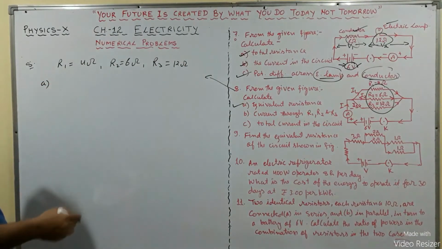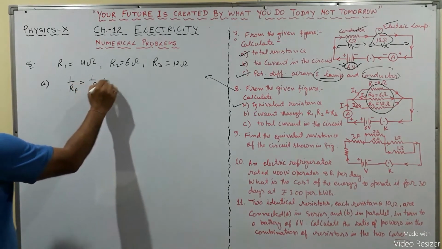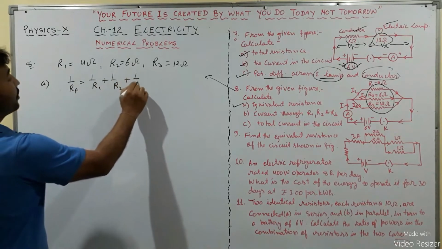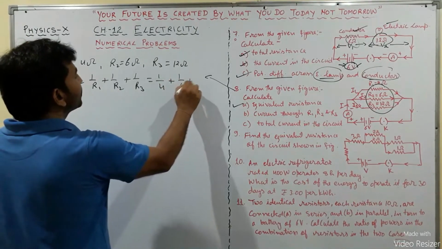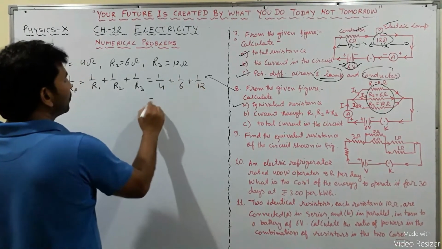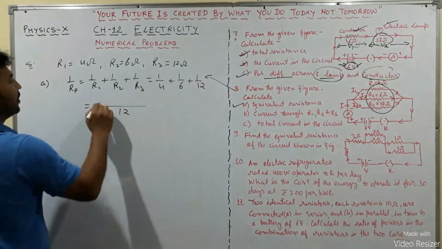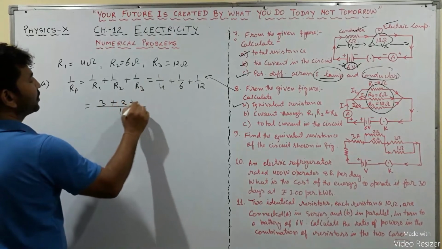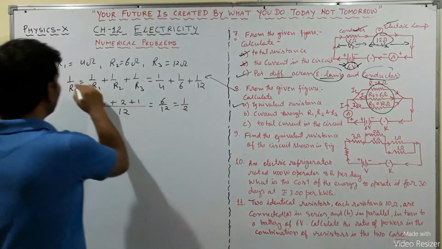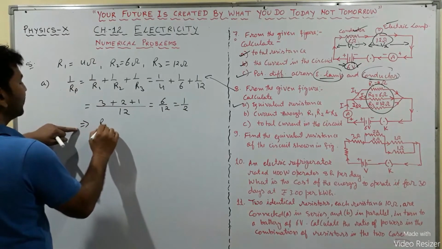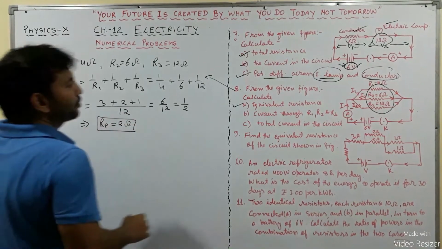To find the equivalent resistance, we will apply the formula, that is 1 upon R1 plus 1 upon R2 plus 1 upon R3. By putting the values, 1/4 plus 1/6 plus 1/12. So by taking the LCM, you will get 12. 3 plus 2 plus 1, that is 6 upon 12, that is 1/2. So what is the value of equivalent resistance? That is 2 ohm. The answer of first part.